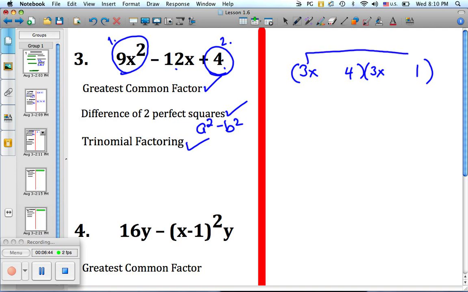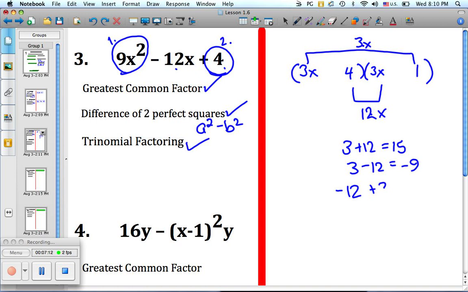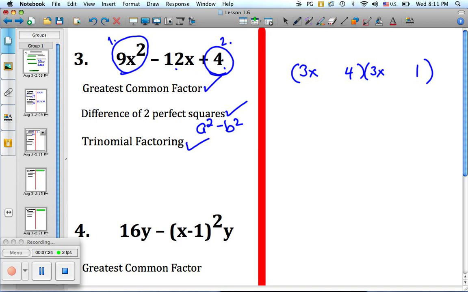Now I call this my bridge because it's on top. It's 3x. And I call this my tunnel because it's on the bottom. That's 12x. Can a 3x and a 12x ever get you a 12x? No. If I did 3 plus 12, that gets me 15. If I did 3 minus 12, that gets me negative 9. So if I even had a negative 12 and a positive 3, that's the same thing, gets me negative 9. So there's no way that can work. So guess what? Your guess of 4 and 1 didn't work.